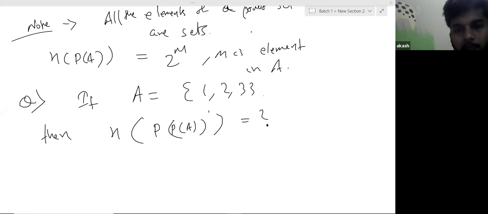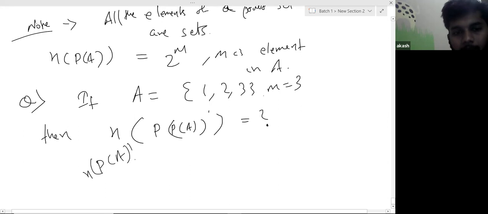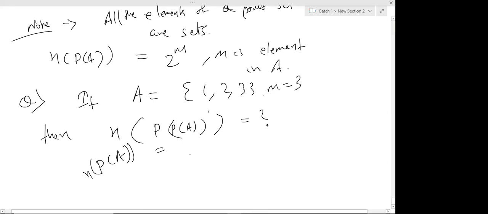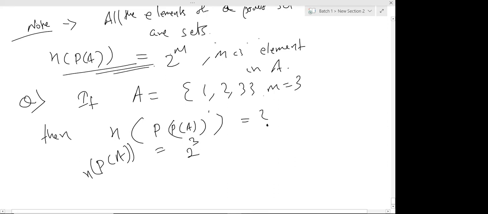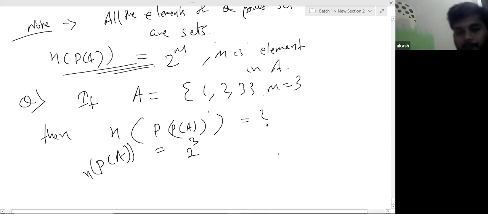Here, first of all, write the value of m is 3, right? Number of elements in A is 3. So can you tell me what is n of P of A? Gautam? Sir, 1, 2, 3, then 1 to 3 and no, 5. Not 5. 2 raised to the power 3, right? I just told you the formula here. n of P of A is 2 raised to the power m, where m is the number of elements in A.